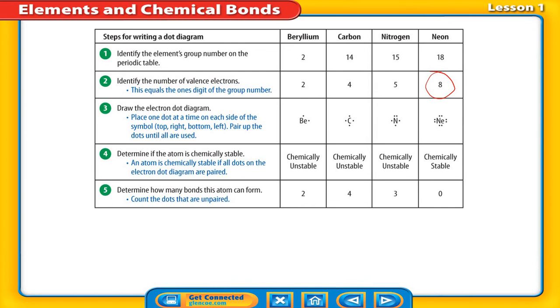For carbon, 4 electrons are unpaired. So 4 bonds. Nitrogen has 3 electrons that are unpaired. So 3 bonds. Neon. Any electrons unpaired? All of them are pairs. So 0 bonds.